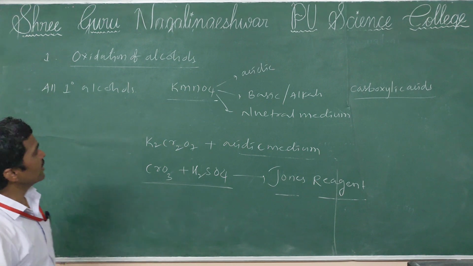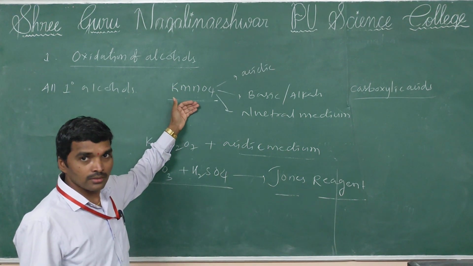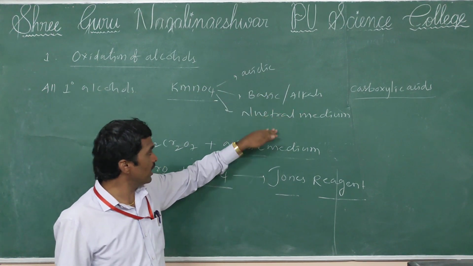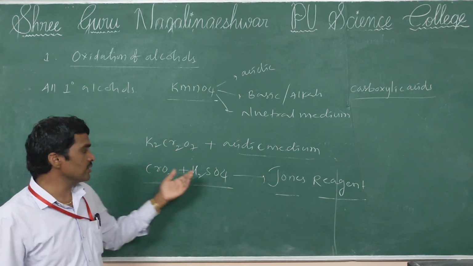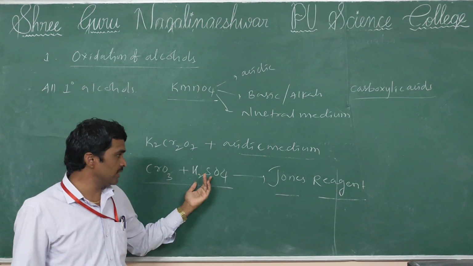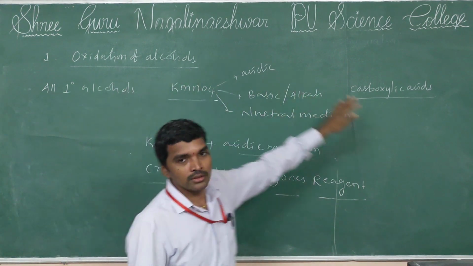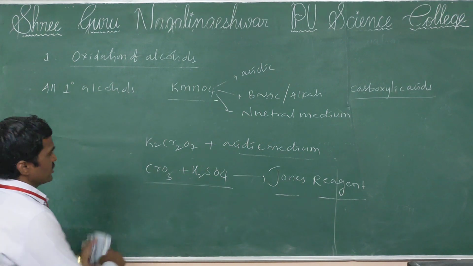So this is the function of the oxidizing agents. KMnO4 works in acidic, basic or alkali, or neutral medium. K2Cr2O7 works in acidic medium. CrO3 in the presence of sulfuric acid, in acidic medium, is called Jones reagent. All primary alcohols are converted into carboxylic acids. We'll see one reaction.